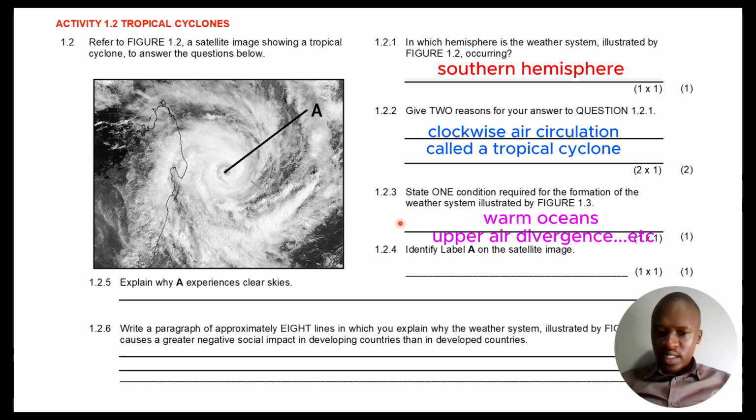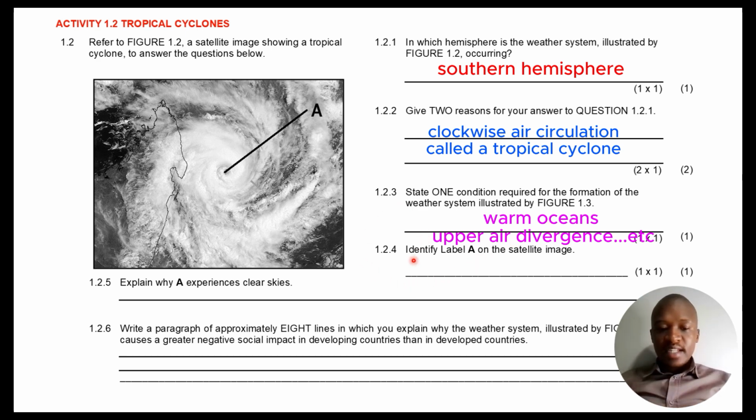There are a lot of conditions. I think I just mentioned 4. I mentioned needing warm oceans of about 27 degrees Celsius or 26.5 degrees Celsius. We need upper air divergence. We need convergence at the surface. And another one: they must occur between 5 degrees and 30 degrees north-south latitudes, because as you move closer to the equator, the Coriolis force is weak. In fact, at the equator, it is nil. So I mentioned 4.